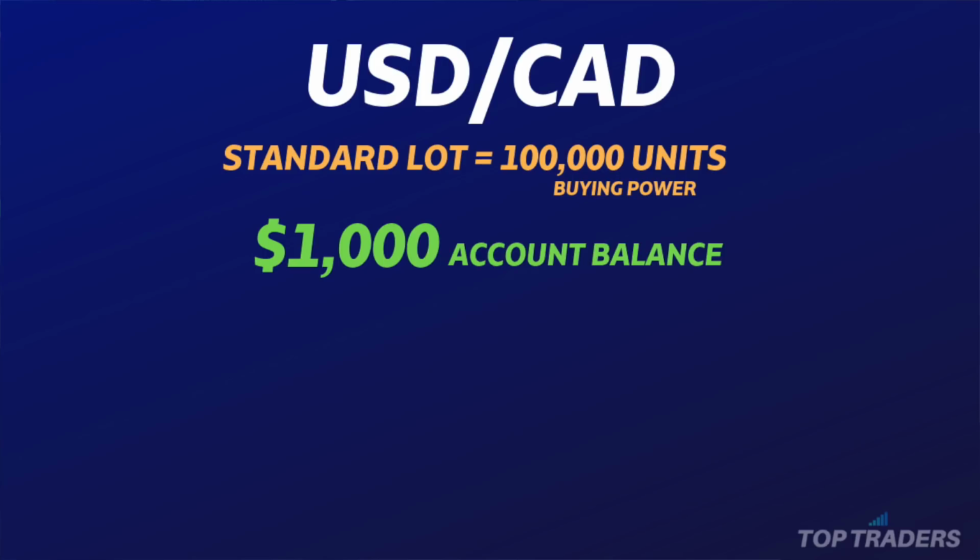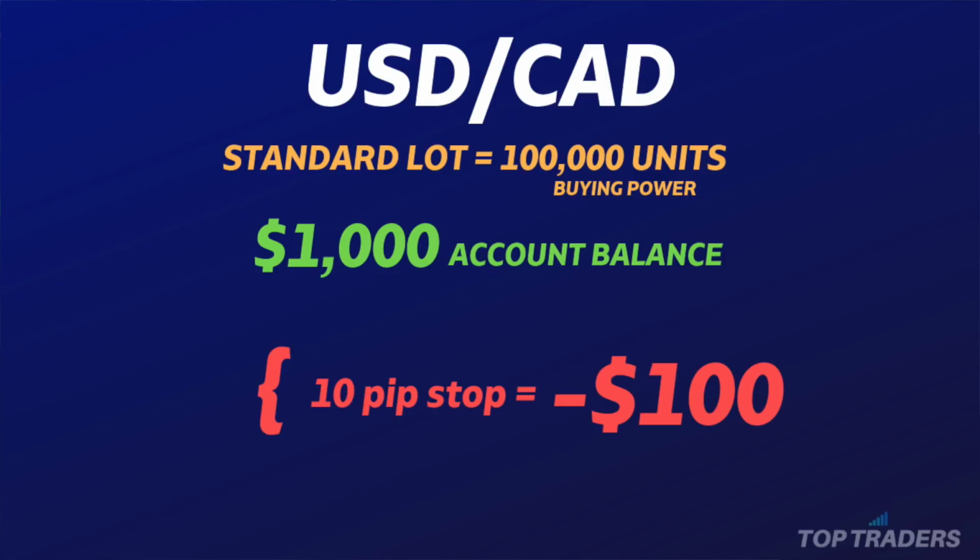But what else? I mean, is there anything people are missing out on? Well, I guess really just remember that it's a double-edged sword. So if you were to place 100,000 units or 1 standard lot on a position on your $1,000 account and had, let's say, a 10 pip stop, that's $100, and you were out that much, that's 10% of the $1,000 account. Right. I get it.